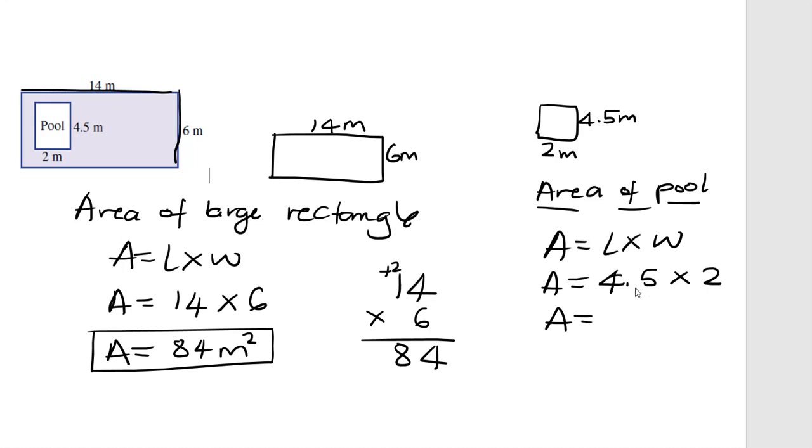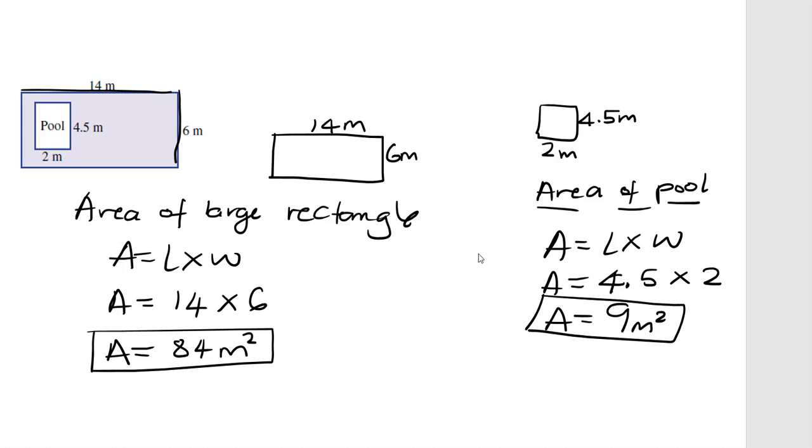Now all we're doing is doubling 4.5. When we times something by 2, we're doubling it. Or another way of saying it, what's 4.5 plus 4.5? That would be 9 meters squared. And I have found my area. Our final step is to work out the area that we're paving. I should have put this a bit higher, so try and have it all underneath each other, or in columns.